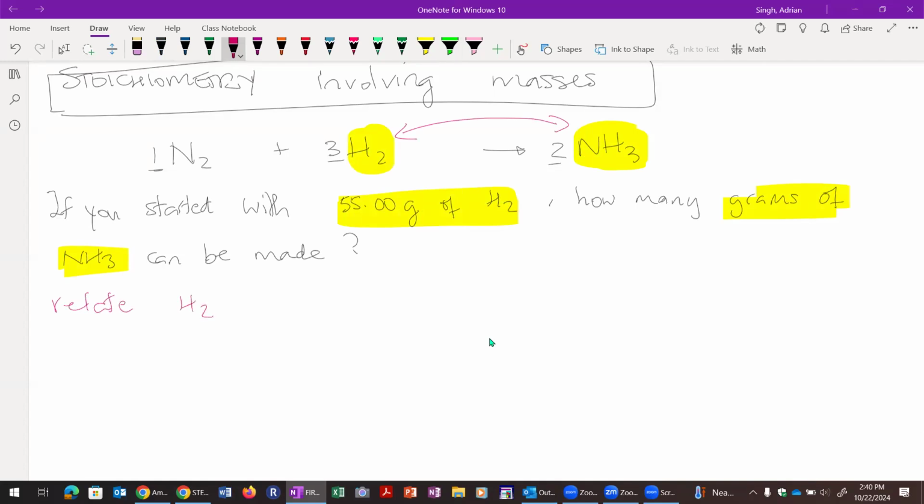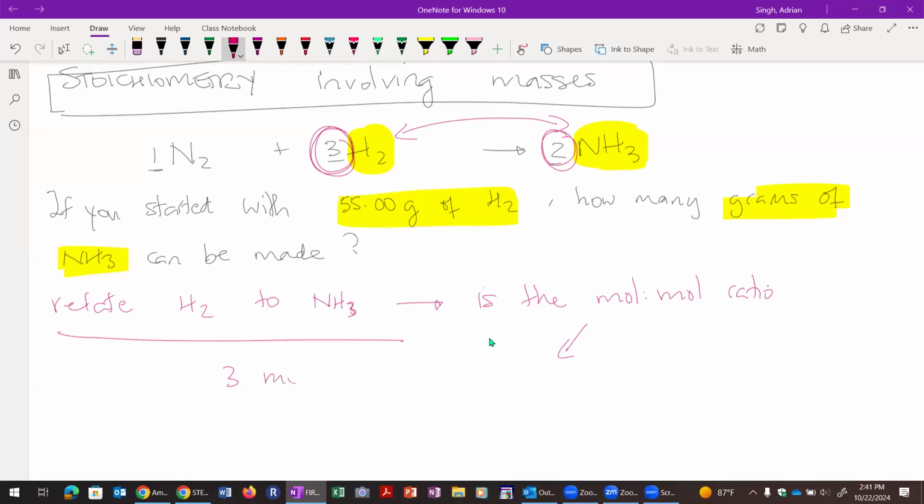So relate the H2 to the NH3. We're not really concerned about the nitrogen. We're not given any information about the N2. So we're just going to focus on the two things: what we're given information for, and what we need to find. The relationship between these two is the mole to mole ratio, right? That is the relationship that we get from the balanced equation. That mole to mole ratio is just the coefficients 3 to 2. So that tells me that 3 moles of H2 react to produce 2 moles of NH3.